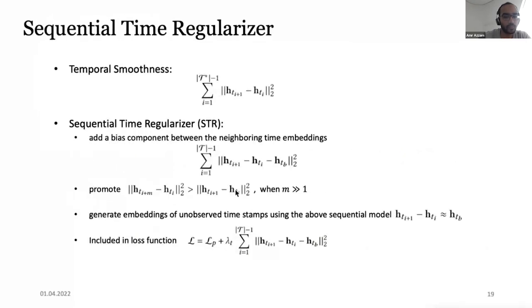We also use a sequential time regularizer to make time embeddings retain sequence information and distance information between time steps. Specifically, we add a bias component between the neighboring time embeddings to promote that the difference between embeddings of two adjacent time steps is much smaller than the difference between embeddings of two distant time steps. Thus, the time embeddings can be roughly modeled by a linear function, and the embeddings of unobserved time steps can be estimated.